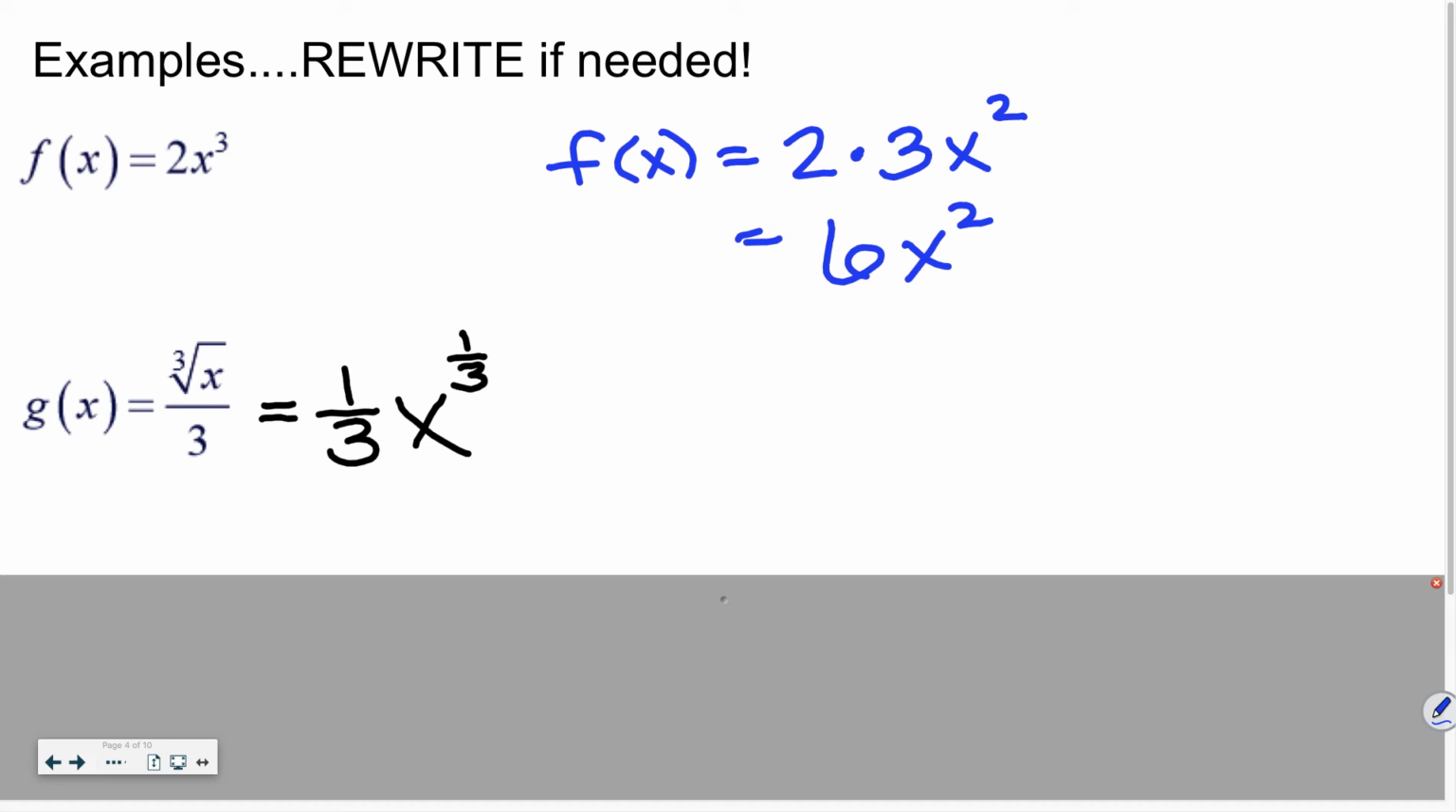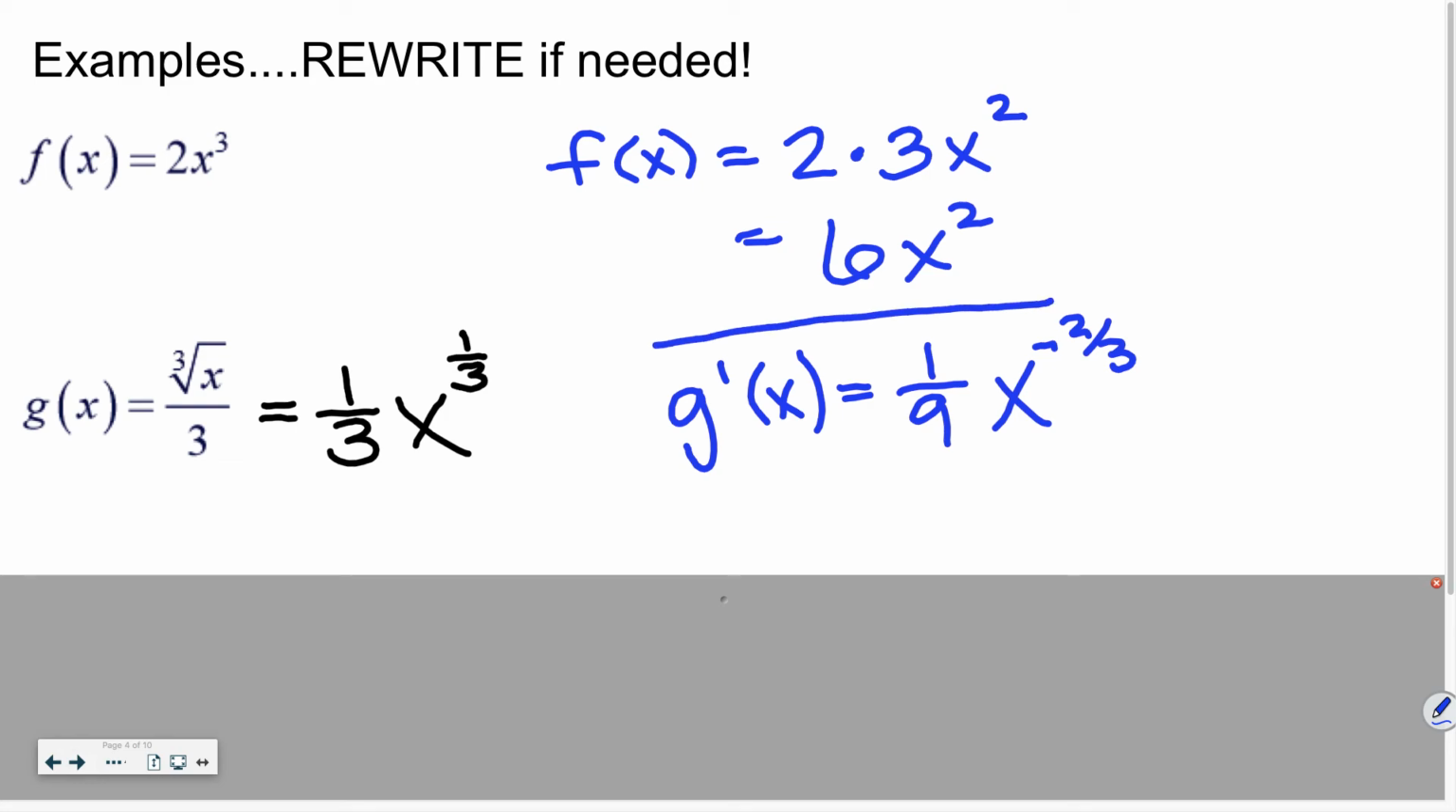Okay. So now, our derivative would be 1/9 x to the negative 2/3. We have to decrease the power by 1. 1/3 minus 1 would be negative 2/3. And you know what, people? This is just fine. Don't rewrite it. Just leave it as 1/9 x to the negative 2/3 power. That's all I need. Okay? Let's not create extra work for ourselves. I don't care about negative exponents. I don't care about radicals in the denominator. They're all fine. Okay?